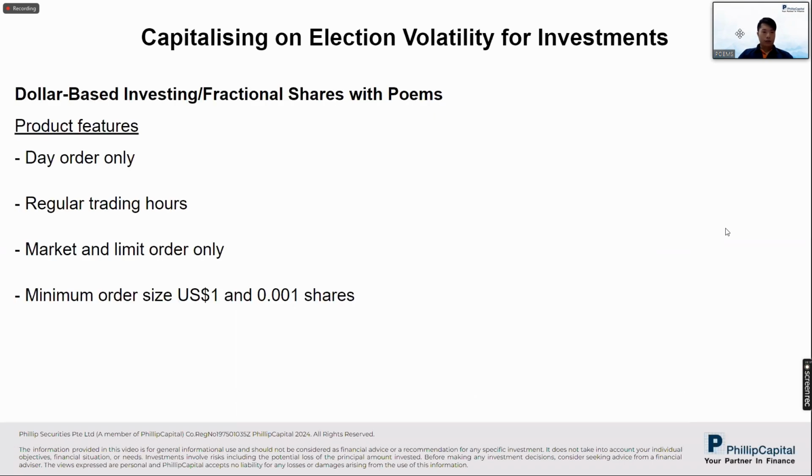So to sum it up for the product features, dollar-based investing and fractional shares with Phillip Poems only allow day orders. They are only available for regular trading hours, only market and limit orders, no stop orders. And the minimum order size is $1 USD or 0.001 shares. So that is to sum it up for fractional shares.